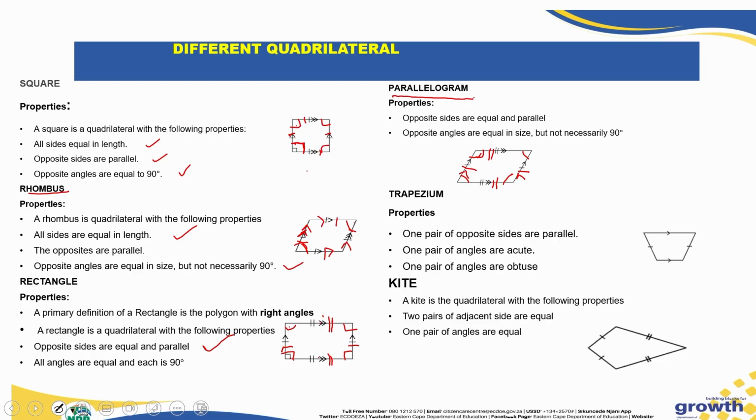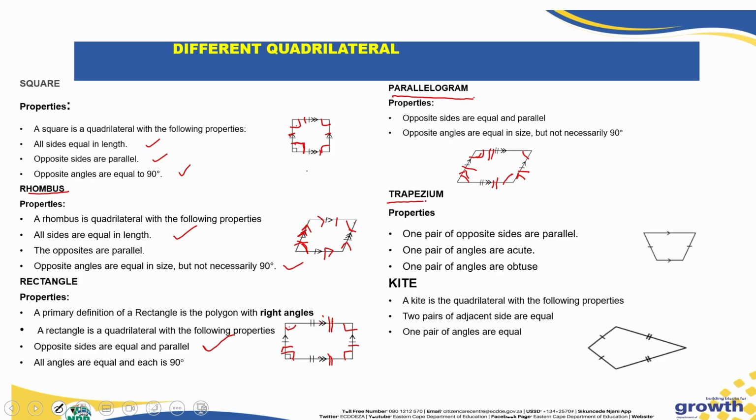Therefore, if we're saying a parallelogram is having opposite sides that are equal and parallel, it means a square is a parallelogram, a rectangle is also a parallelogram, and a rhombus is also a parallelogram. There are special kinds of parallelograms.